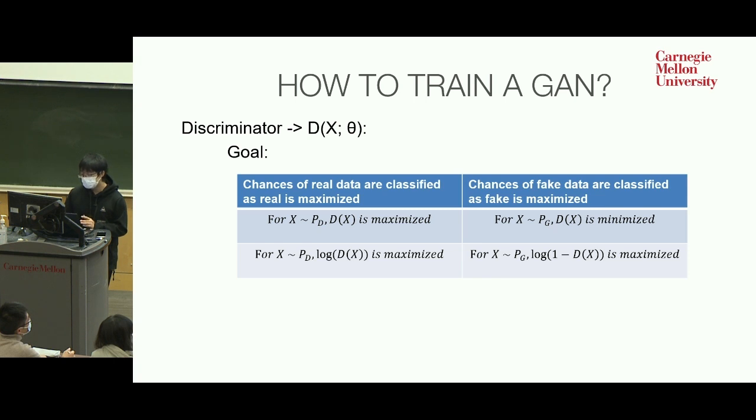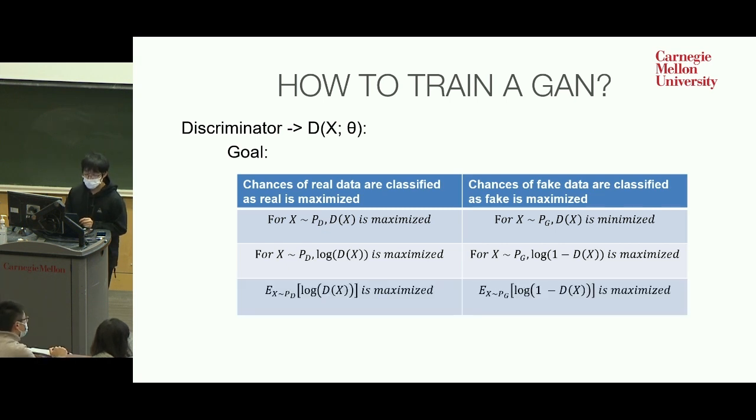As you see, the log here is simply a monotonically increasing function, so it will not change the shape or the direction of our goal. We're still trying to maximize the log D(x). And on the other side, because we use log 1, which is equal to zero, minus log D(x), we also want to maximize this goal.